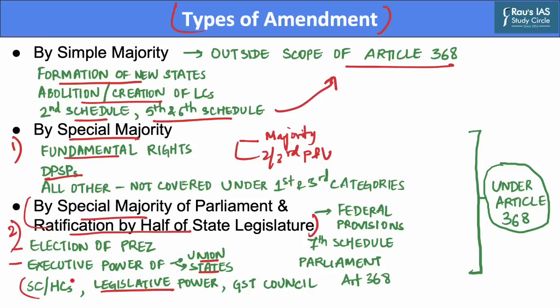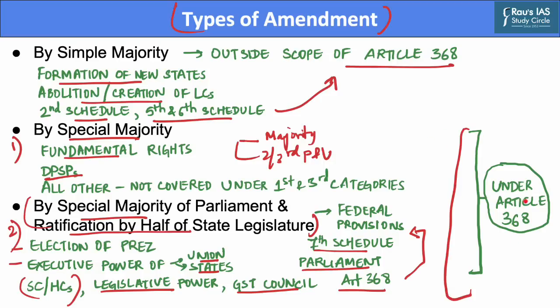Further, matters regarding the Supreme Court and High Courts, the Goods and Services Tax Council, any of the lists under the 7th schedule, representation of the states in the Parliament, as well as the power of the Parliament to amend the Constitution under Article 368, are done by this kind of majority. Again, let us note that both kinds of amendment fall under the purview of Article 368.